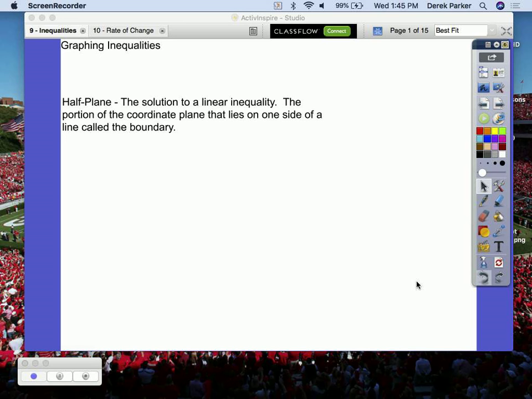In this next standard, we're going to learn how to graph inequalities and how to solve graphing inequalities. The term you need to know is a half plane, because you already know what an inequality is. A half plane is the solution to a linear inequality: the portion of the coordinate plane that lies on one side of a line called the boundary.